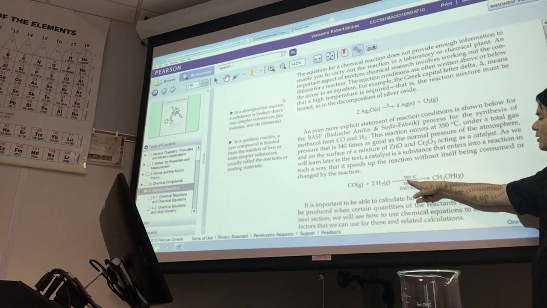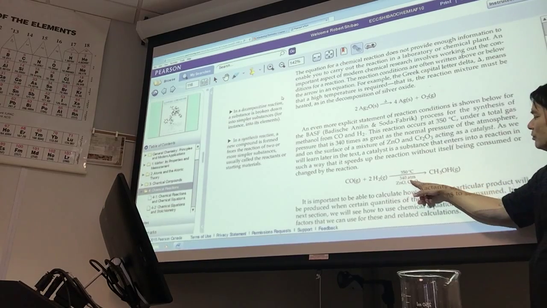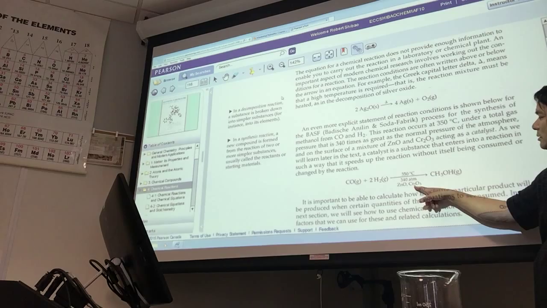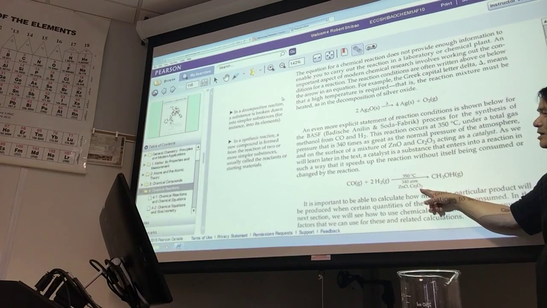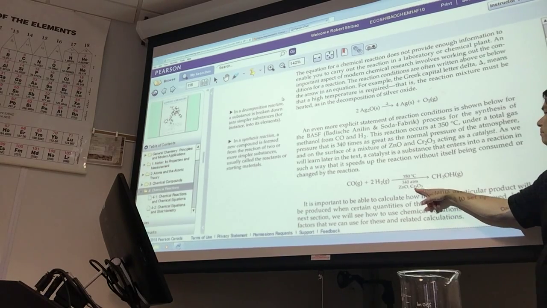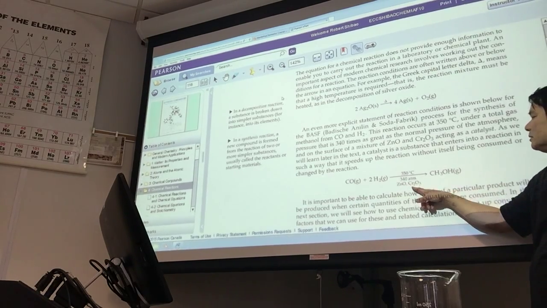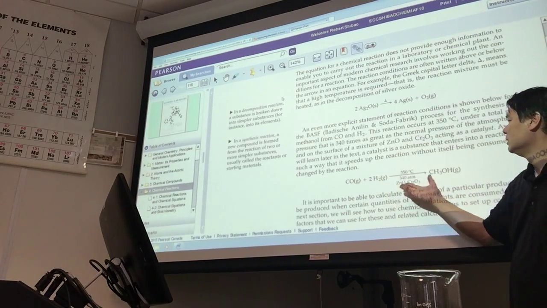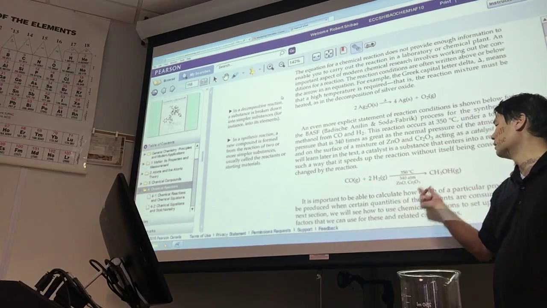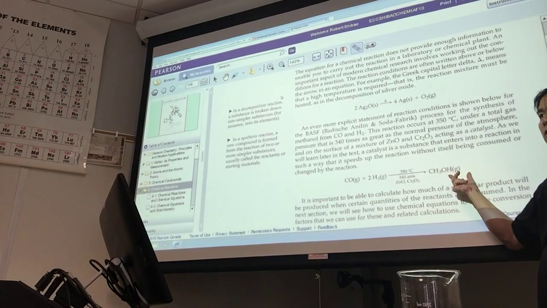like this one. 350 degrees C, 340 atmospheres with zinc oxide and, what's that called? Dichromium trioxide or chromium 3 oxide? Chromium 3 oxide. These are catalysts. They aren't actual reactants. So under these conditions, carbon monoxide and hydrogen, two inorganic chemicals, can produce an organic molecule, methanol.